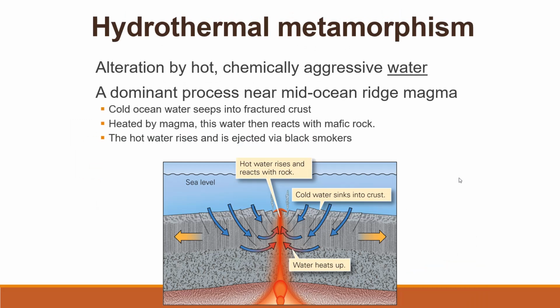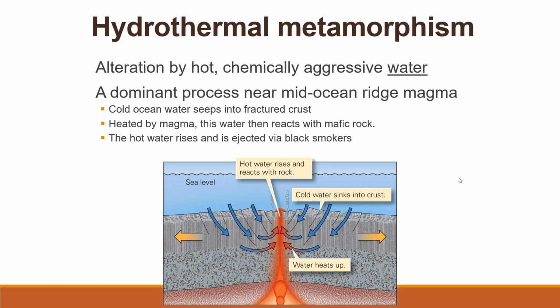Hydrothermal metamorphism is alteration by hot, chemically aggressive water. So it's a dominant process near mid-ocean ridge magma. So cold ocean water seeps into the fractured crust. We heat that by the magma that's coming up. The water then reacts with the mafic rock. The hot water rises and is ejected via the black smokers. So this causes a lot of metamorphism in the crust right at mid-ocean ridges.